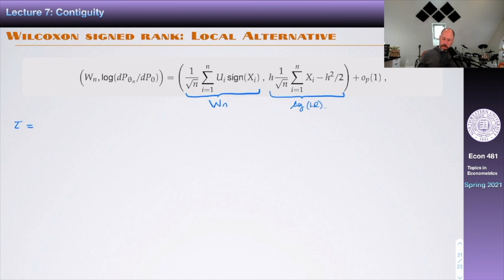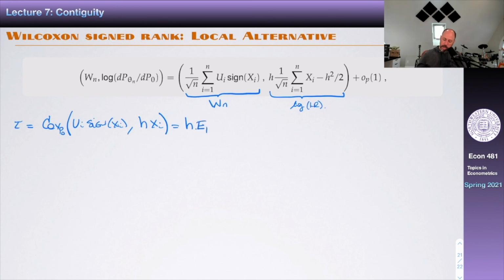And so look at this. This is going to be the covariance between u_i sine of x_i, comma, h times x_i. So this is going to be h times the covariance between, let me replace u with g of the absolute value of x, and then I'm going to change something, sorry. This is under P naught. That's important.